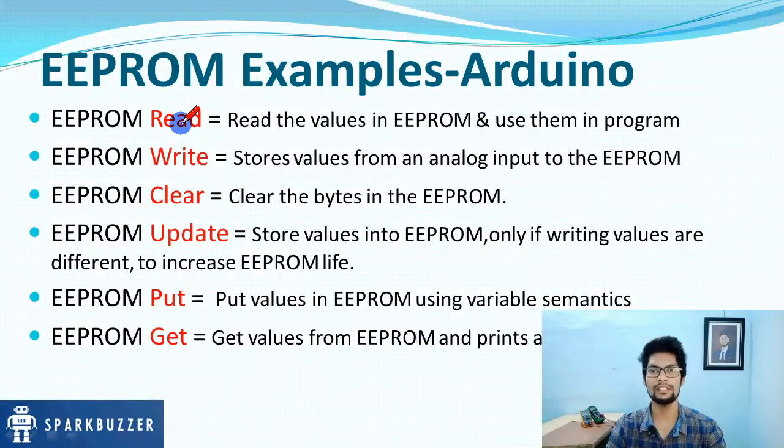The read function is used to read bytes stored in the EEPROM, and the write function is used to write bytes into the EEPROM, and the clear function is used to clear the EEPROM memory. The update function is used to write bytes only if previously stored values are different, to increase the life of EEPROM. Put and get methods are used when we use multiple variables, or you can say objects that hold multiple variables.